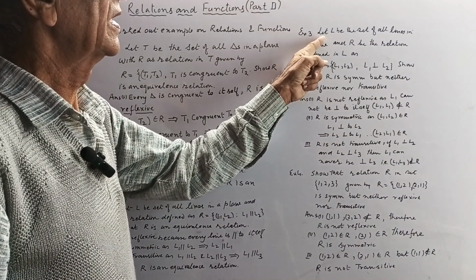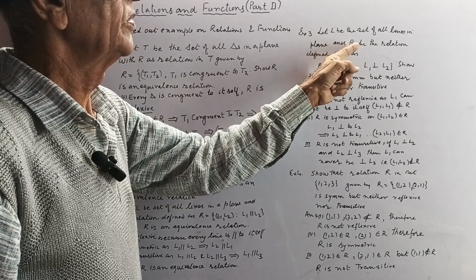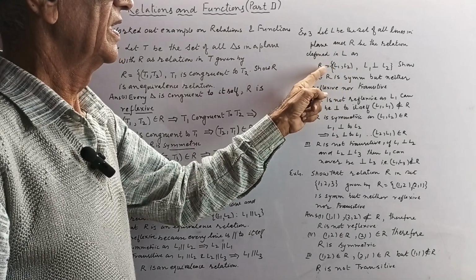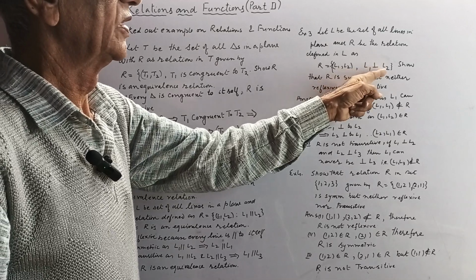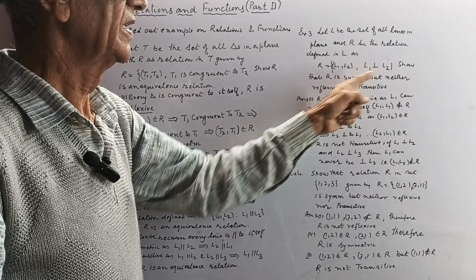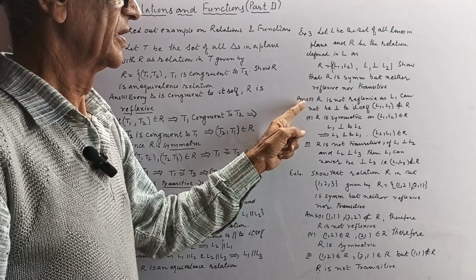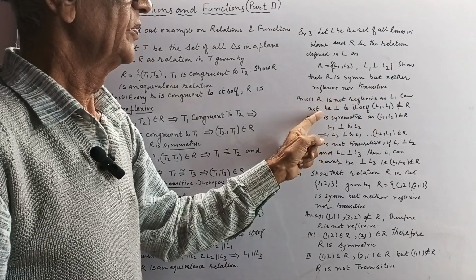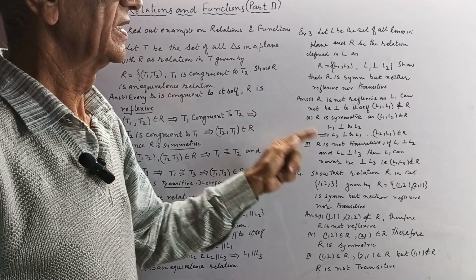Example 3. Let L be the set of all lines in a plane and R be the relation defined in L as R = {(L1, L2): L1 is perpendicular to L2}. Show that R is symmetric but neither reflexive nor transitive. Now answer. R is not reflexive as L1 cannot be perpendicular to itself. A line cannot be perpendicular to itself.